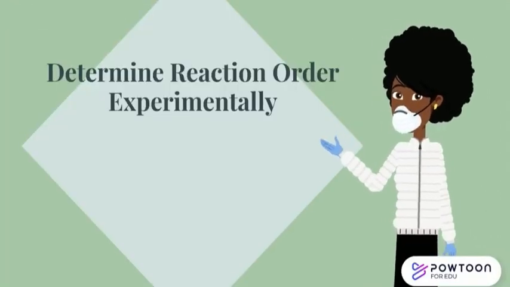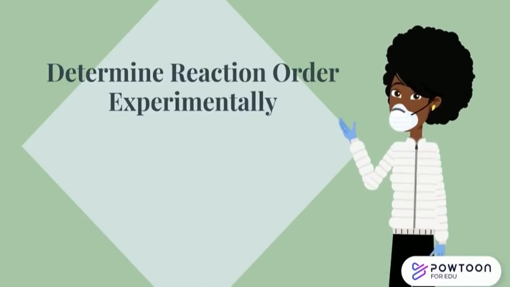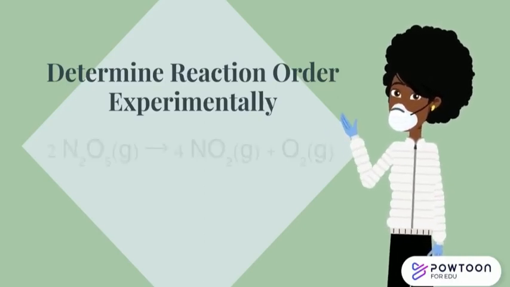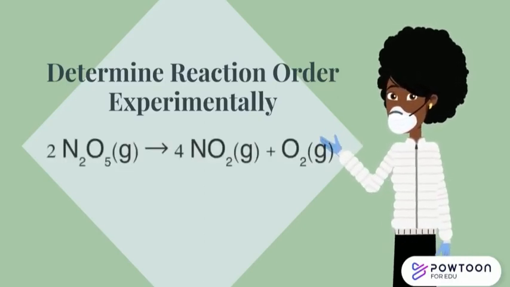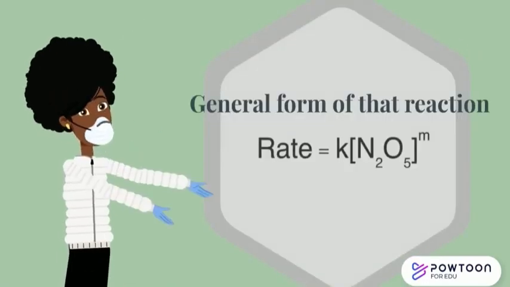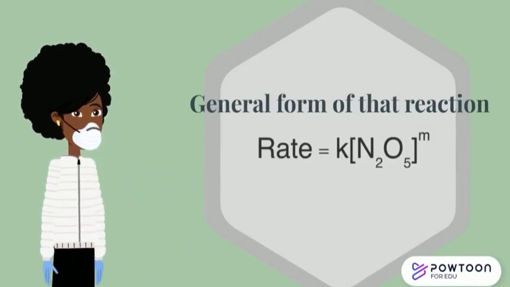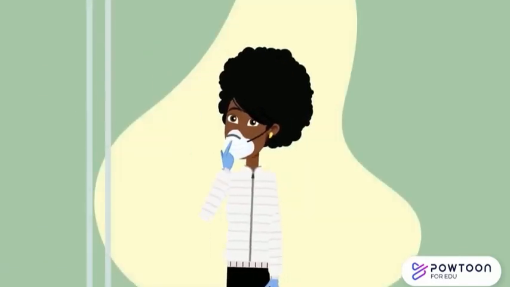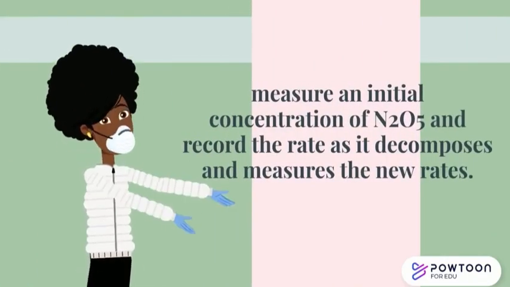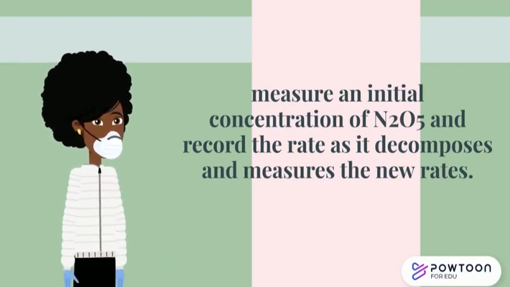Now, let's talk about how to determine reaction order experimentally. The balanced chemical equation here has one reactant, so the rate law for this reaction has this general formula as you can see here. Now, to find the value of m, which is the order of the reaction, we can measure an initial concentration of dinitrogen pentoxide and record the rate as it decomposes and measure the new rates.